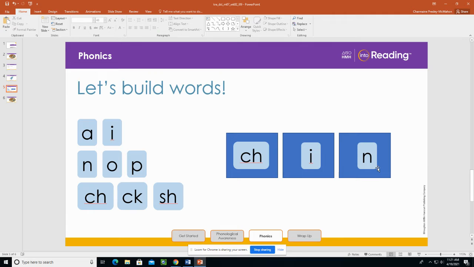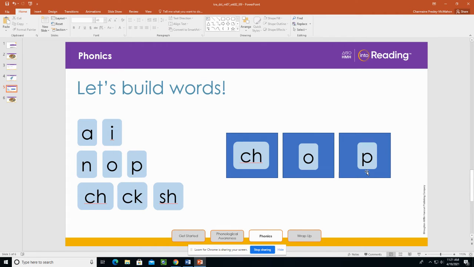Now, we are going to substitute some letters to make new words. Let's change the ending sound to make the word chip. So I'm going to change the N to a P because I hear the P at the end. What's my new word? Chip. Awesome. Now, let's change the middle sound to make the word chop. I'm going to replace the I with the letter O. What's the new word?